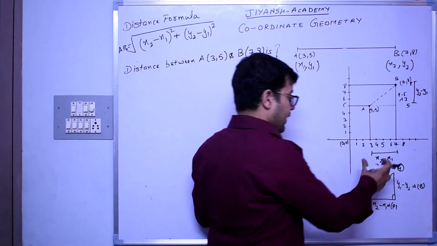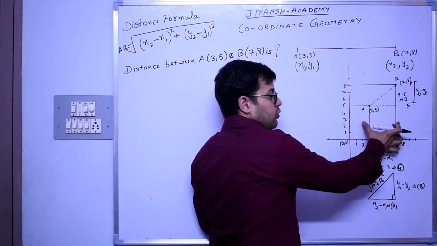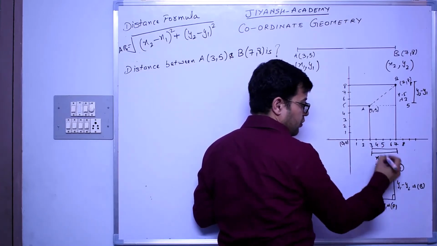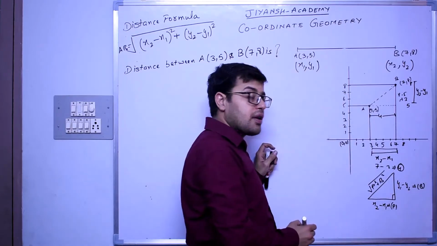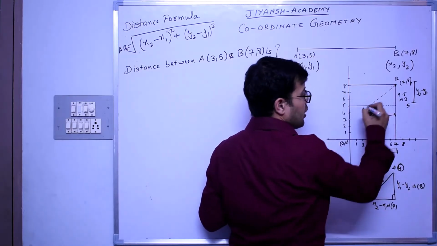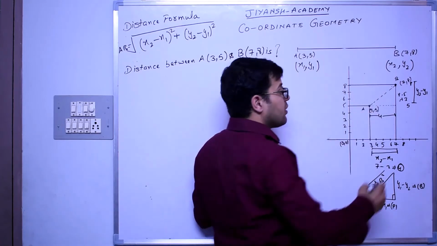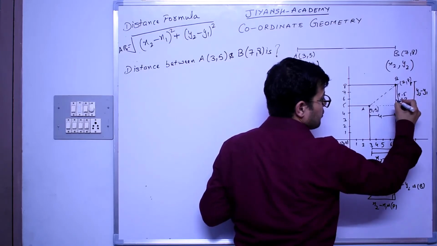Now, I can write that since this line is parallel to this line and the distance between two parallel lines is the same, if this is 4 units, then this shall also be 4 units, right? Similarly, these two are parallel lines, so the distance between them will also remain the same. If this is 3 units, then I'll say that this one is also 3 units.